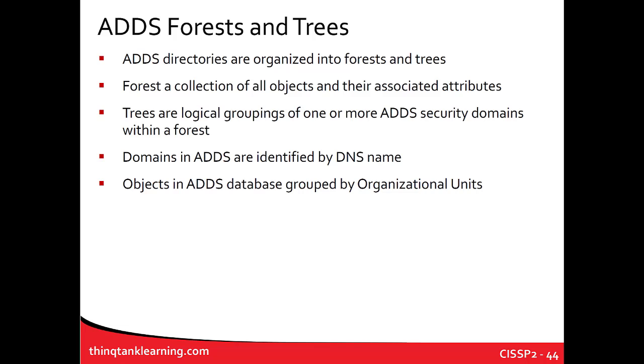So the trees themselves, these are my DNS-based hierarchies. A tree is just a grouping or a collection of domains that share a contiguous DNS namespace. So for example, corp.thinKtanklearning.com or sales.corp.thinKtanklearning.com. Those are technically part of the same tree. Trees within the forest automatically trust each other. That's called a transitive trust.